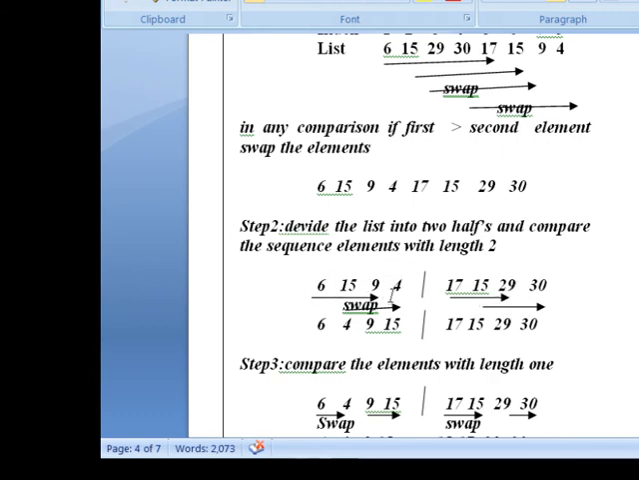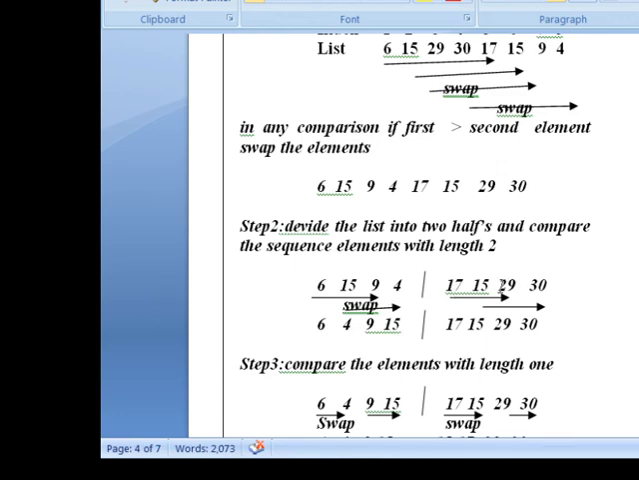For this comparison network, apply length 2. Length 2 means compare 1 and 3 elements, give them to one comparator. 15 and 4 give to another comparator. Now 6 9, once you have given to the comparator, what output are we getting? 6 9 only. 15 4 we are giving, 4 15 we are getting.